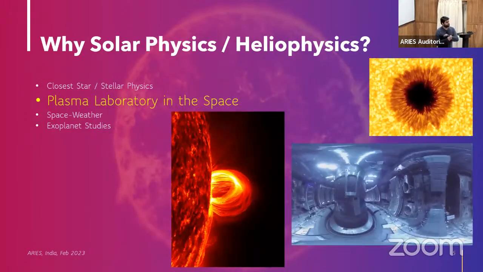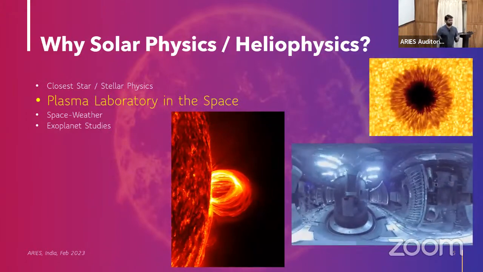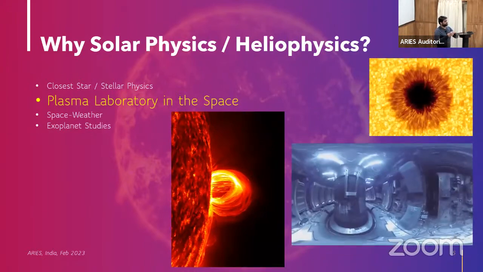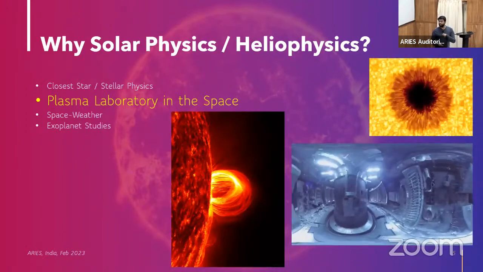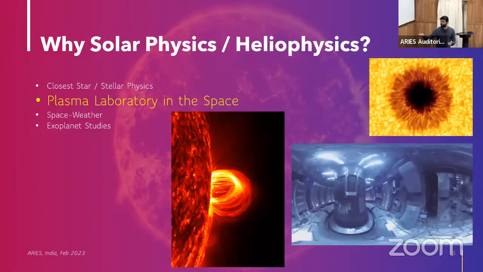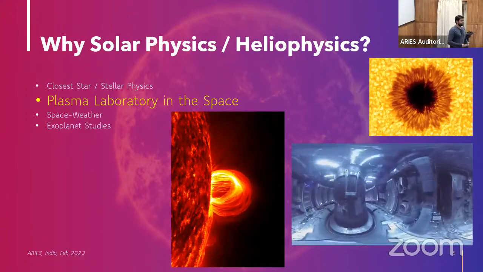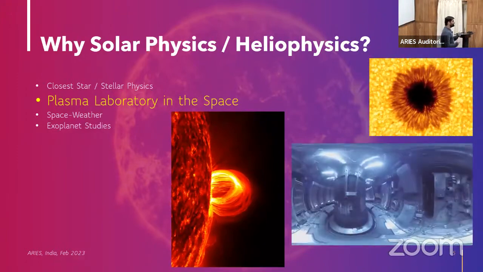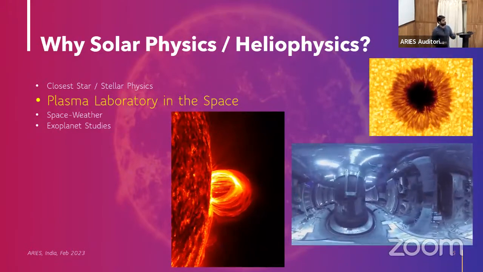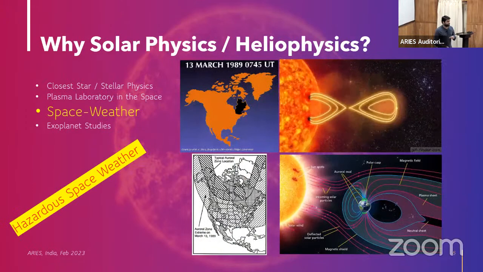Secondly, it is the closest and largest plasma body around, so it forms a plasma laboratory. There are various types of plasma systems which exist on the Sun, and these systems you cannot create on Earth. On Earth, you have limited spatial extent and the scales are much lower. But astrophysical objects, especially the Sun, provide a variety of plasma systems which can be used for study. The third one is space weather.